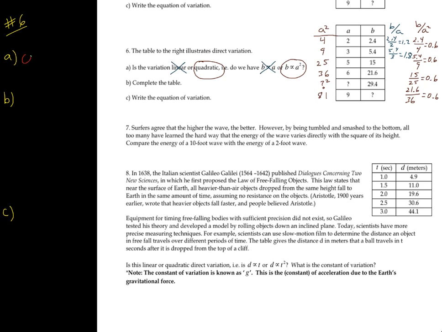Alright, so we'll go ahead and record that for part A. This is a quadratic variation. Alright, and now for part B, we're asked to complete the table.